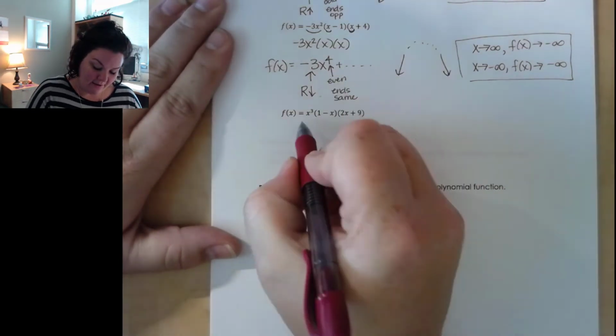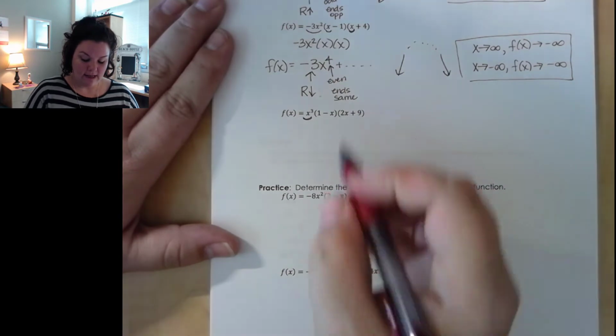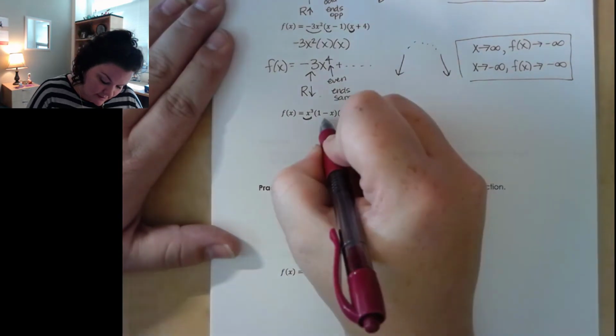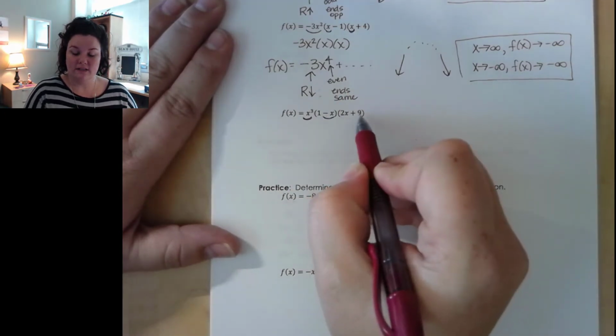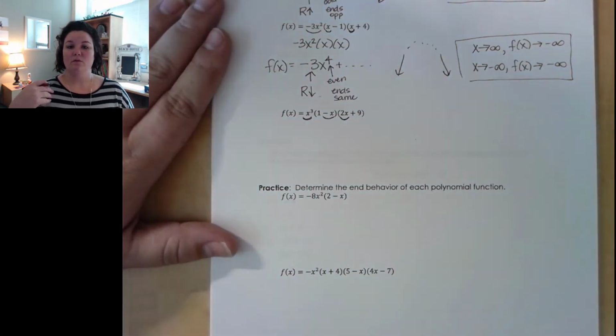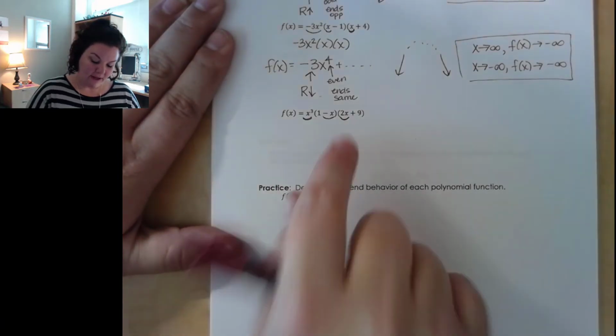Okay, so I have my x cubed out here. It's the only term, so I have to take it. Inside this quantity, the highest degree term is the one with the x. So I'm going to take negative x. And then inside my next quantity, the highest degree term would be 2x. Okay, remember highest degree just means whichever one has the highest power of x, right? So I'm going to multiply those two together.